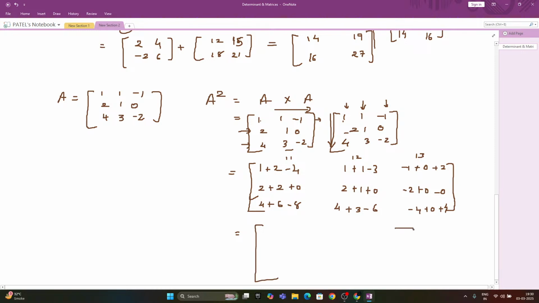So now let's do the simplification. 2 plus 1, 3 minus 4, it is minus 1. 1 plus 1, 2 minus 3, it is minus 1. 2 minus 1, it is 1. 2 plus 2, it is 4. 2 plus 1, it is 3. Minus 2. 4 plus 6, it is 10. Minus 8, it is 2. 4 plus 2 is 7. Minus 6, it is 1. And it is 0. So this is called AB.